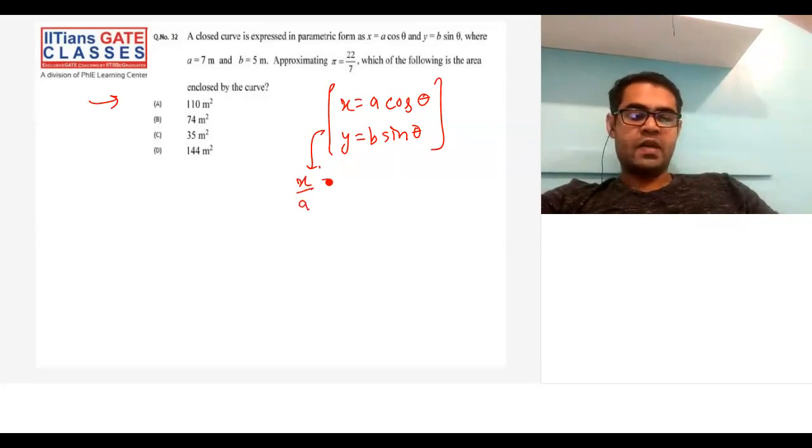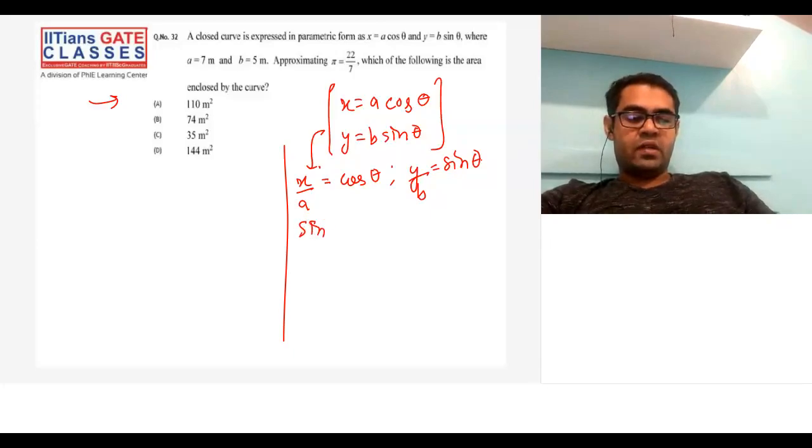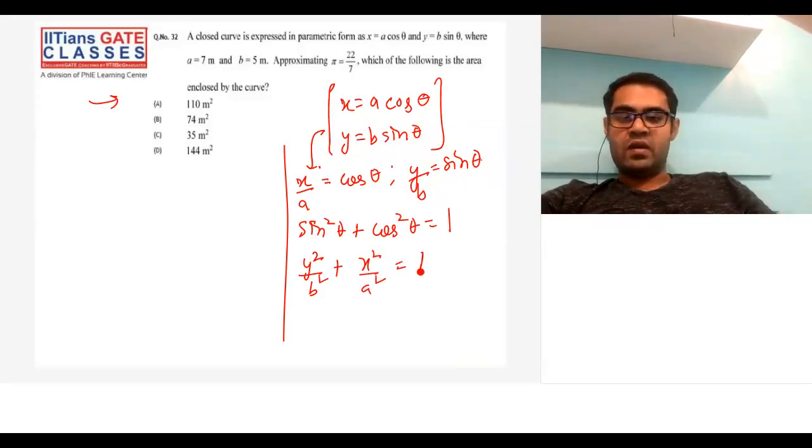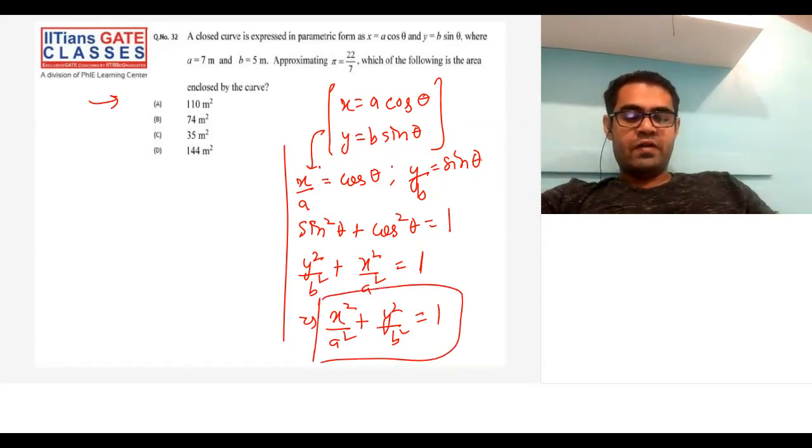So let me say x by a is equal to cos theta, and y by b is equal to sine theta. Now I know sine square theta plus cos square theta is 1. So I'll put y square by b square for sine square theta, and x square by a square for cos square theta, equal to 1. Rewriting this: x square by a square plus y square by b square is equal to 1. If you have identified it, this is the equation of an ellipse.